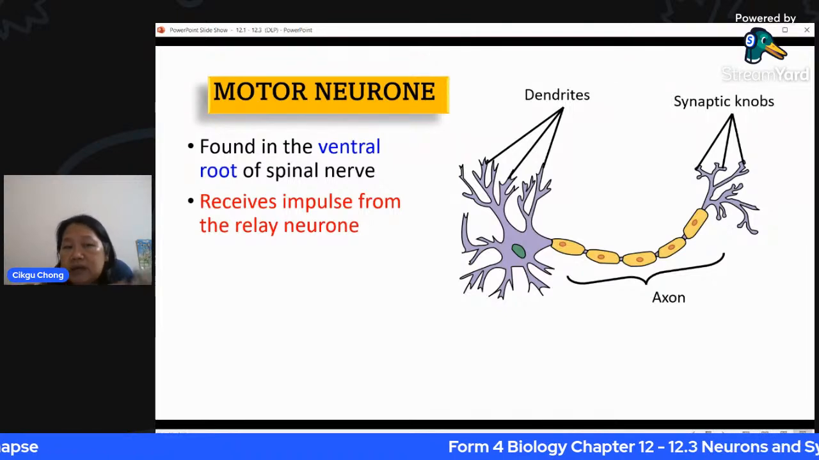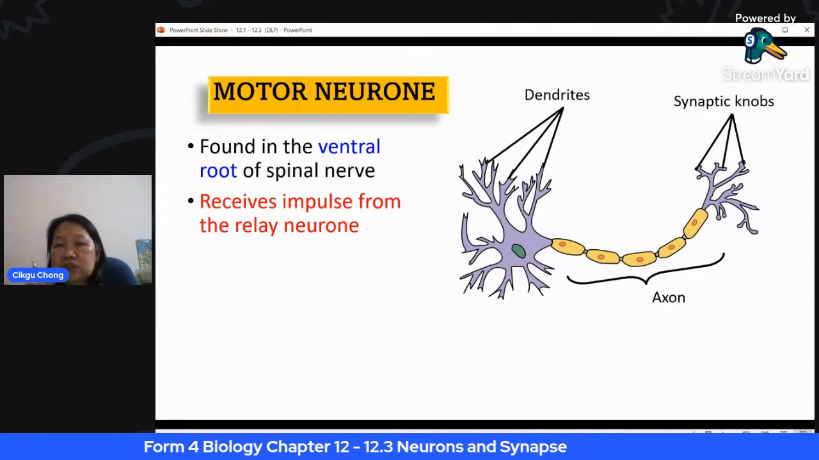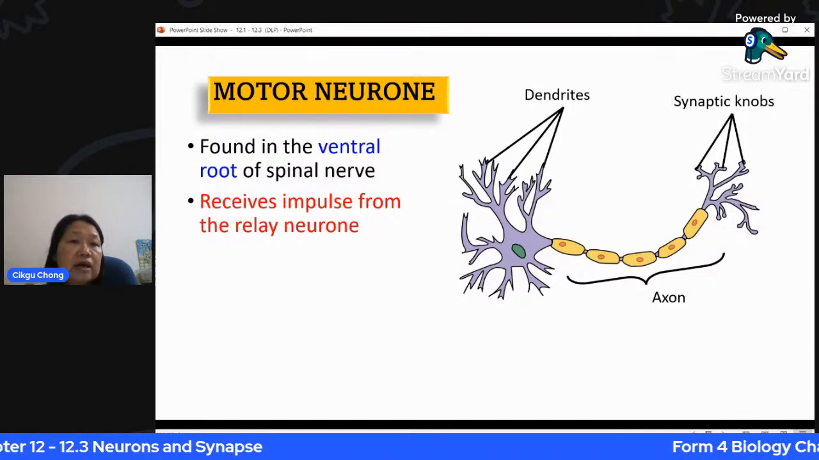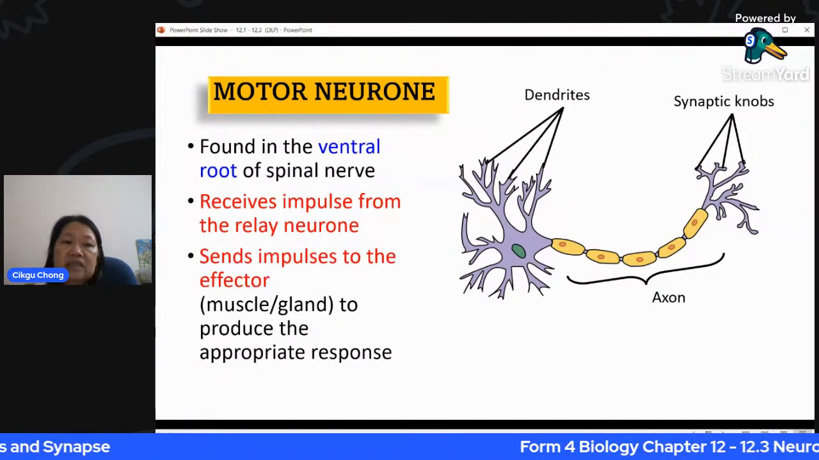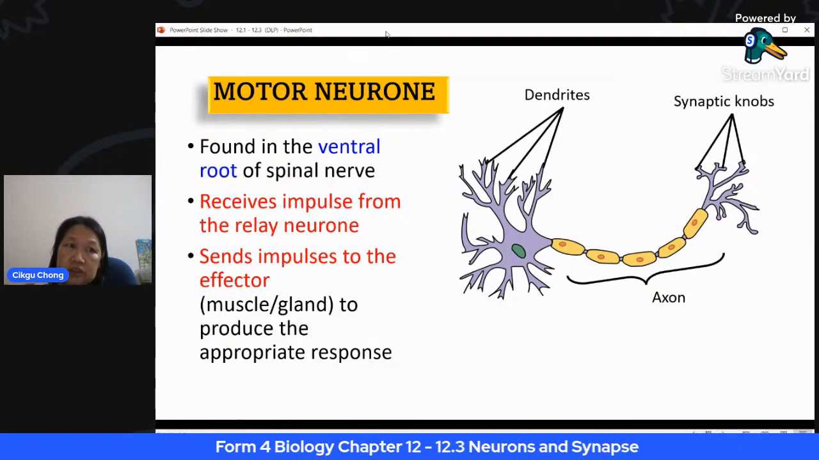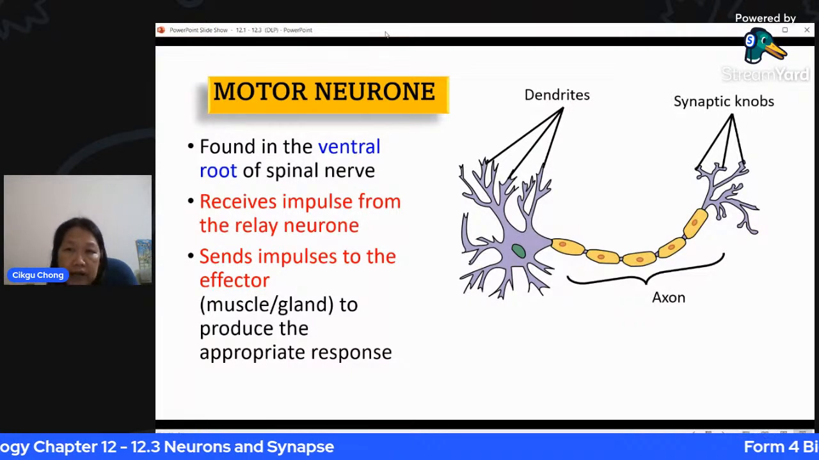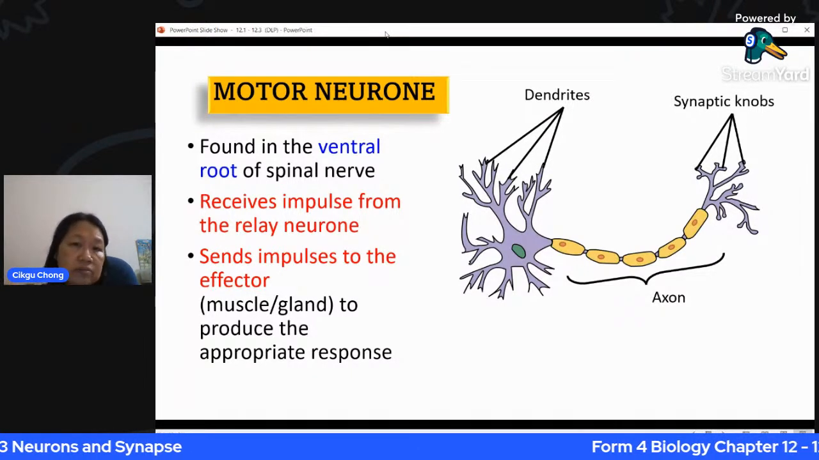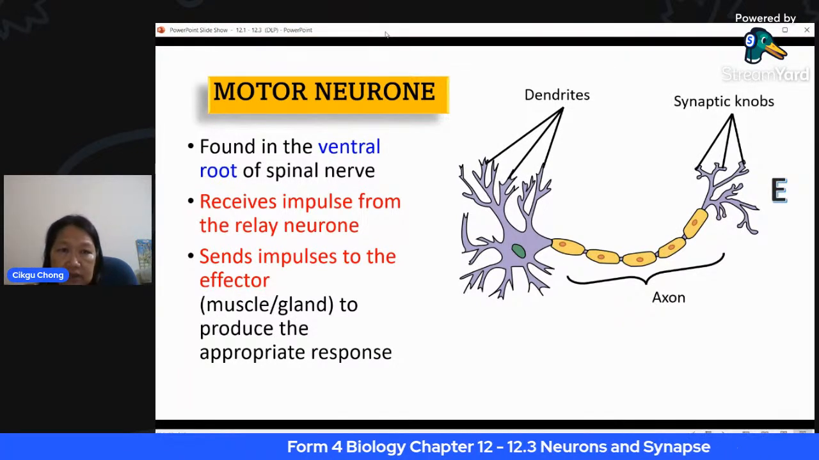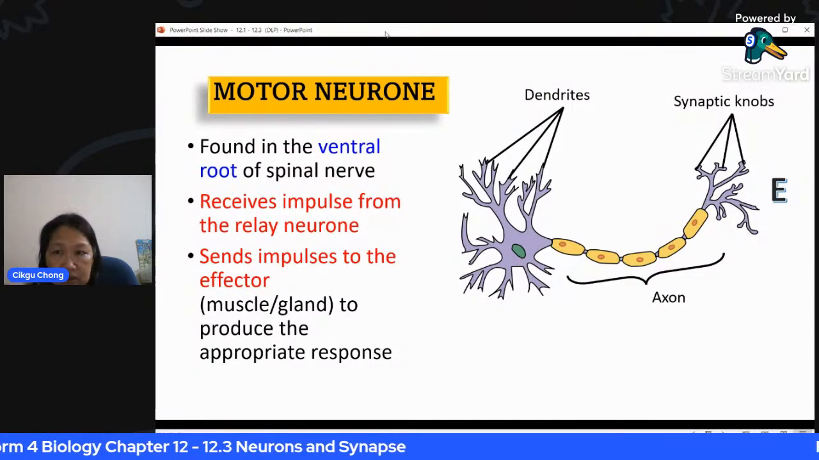So inside your gray matter is the relay neuron. Then this impulse is passed on to the motor neuron to be sent to the effector to produce the appropriate response. To produce the correct response, maybe you need to pull back your hand, and the contraction of the muscles will help you to do that. Next, this is the effector. After the motor neuron, the next thing you should draw is the effector, not another neuron.